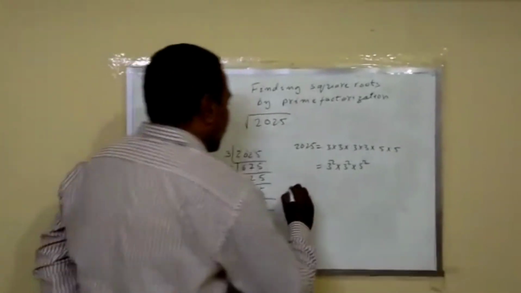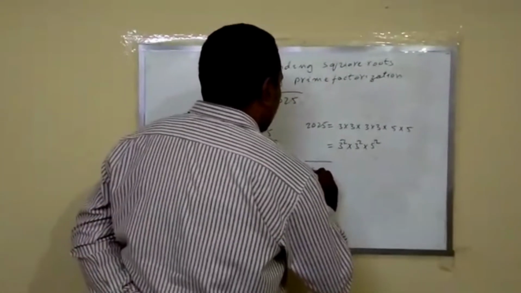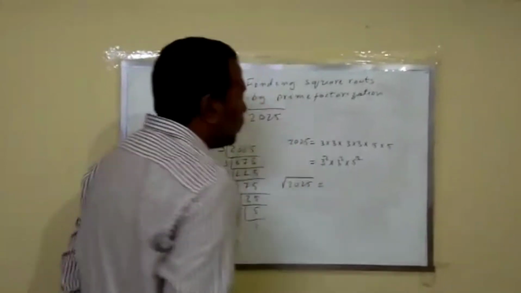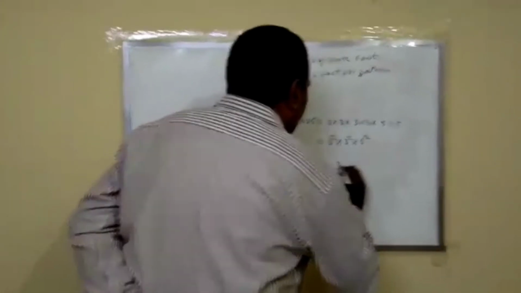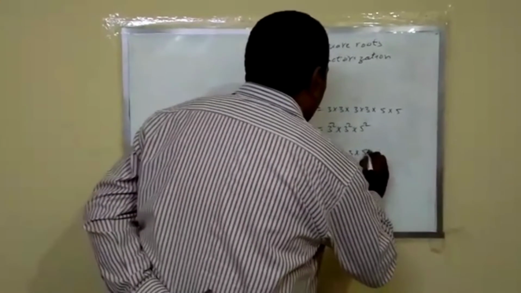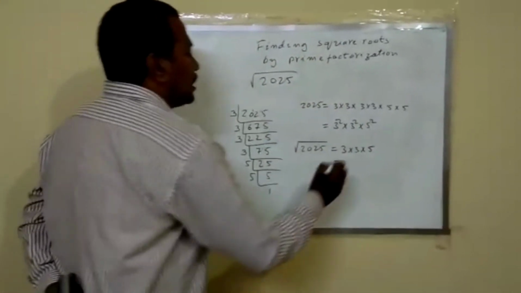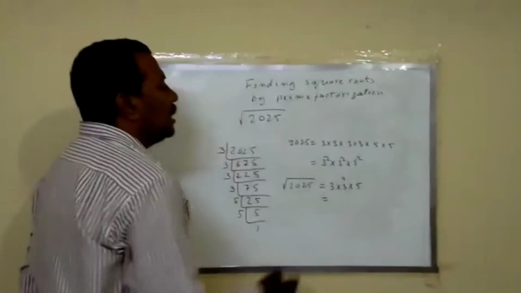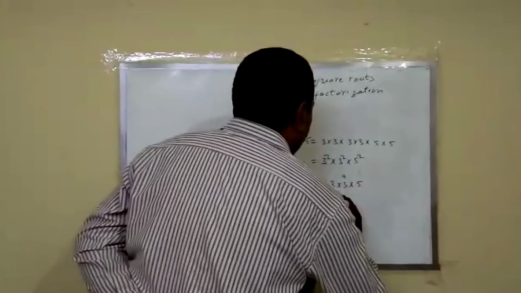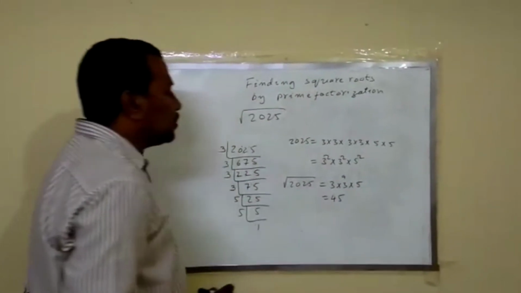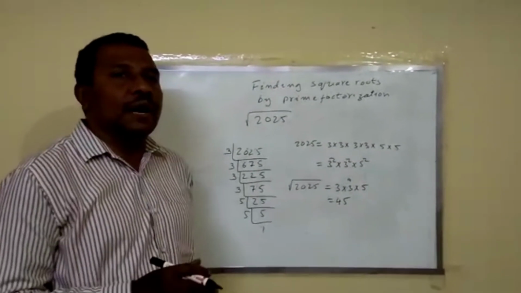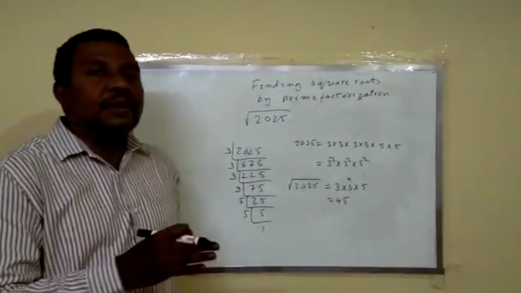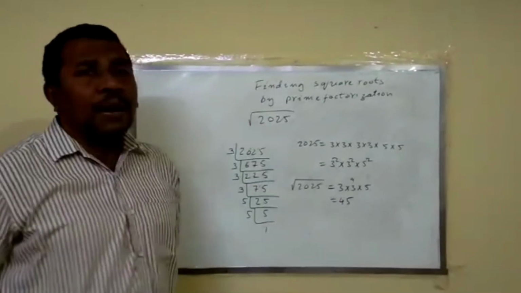Now finding the square root. The square root of 2025 is equal to, ignore the squares and write the numbers. 3 into 3 into 5. So 3 3s are 9. Okay. 9 5s are 45. So the square root of 2025 is 45. So this is how you have to find the square root of the given square numbers by using the prime factorization method.